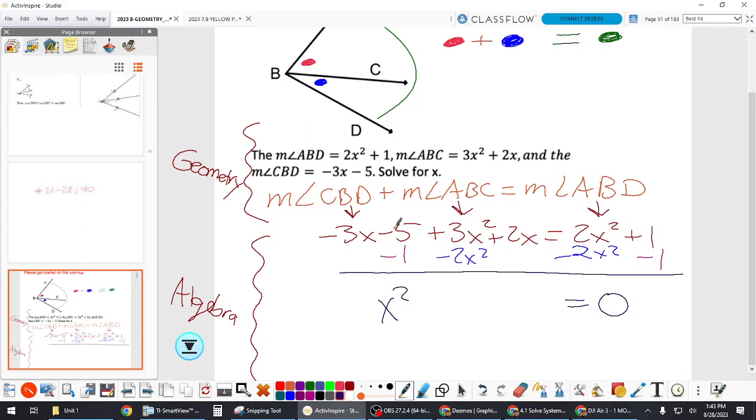Negative 5 minus 1 is negative 6. And then I can combine these x's. Negative 3x plus 2x is x. So I did two steps, which was combine like terms, and in that process set it equal to 0. Everybody okay with that? Would it be negative x since it's negative 3x? It would, yes, thank you.